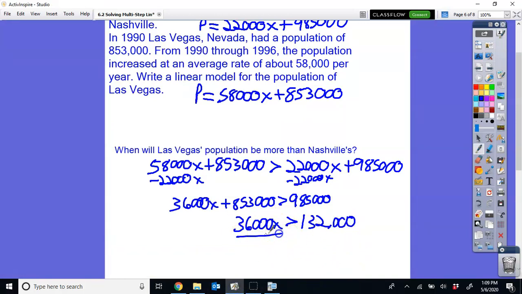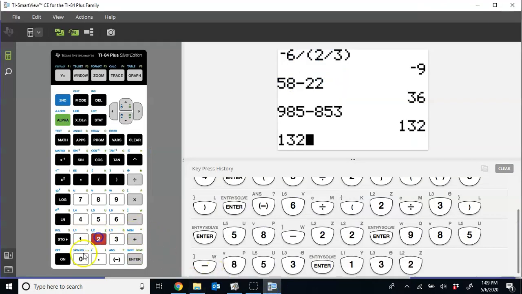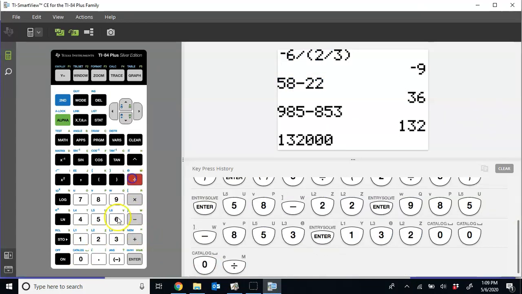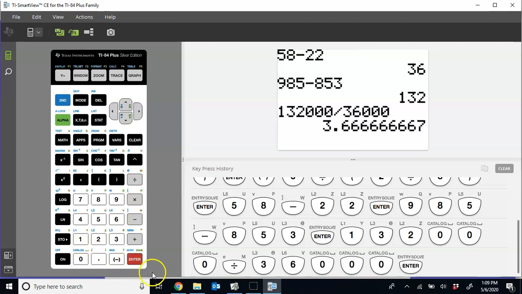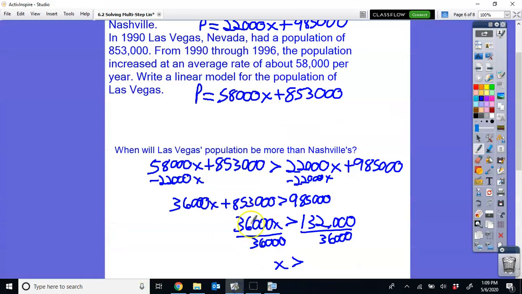Then we divide, just like we normally would. We divide by 36,000. So we get x is greater than 132,000 divided by 36,000. Press enter, and we get 3.66666666 repeated. And that's an approximation there. But what does that mean? Well, that means after 3.5, a little over 3.5, because it's 3.6 years, Las Vegas's population will be more than Nashville's.